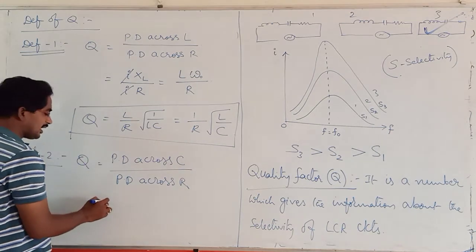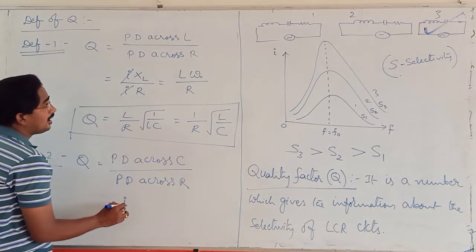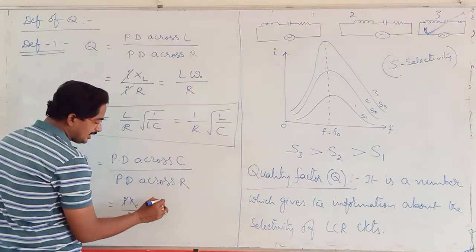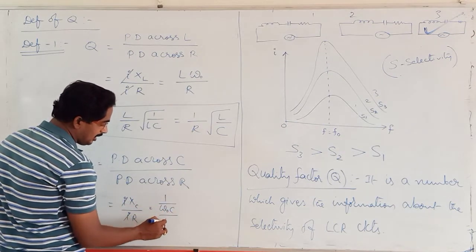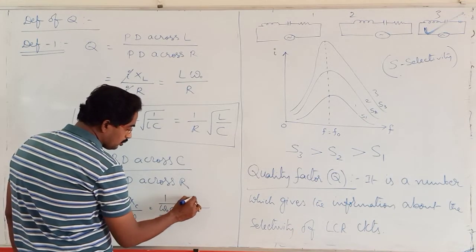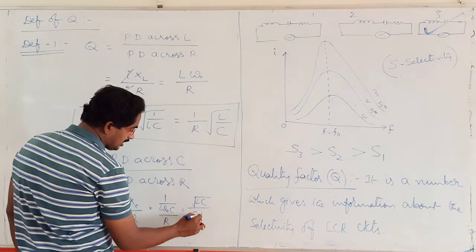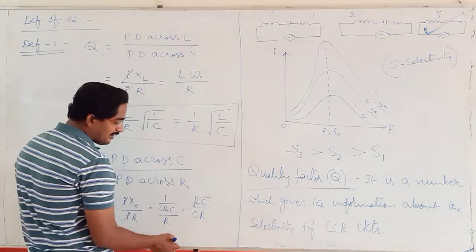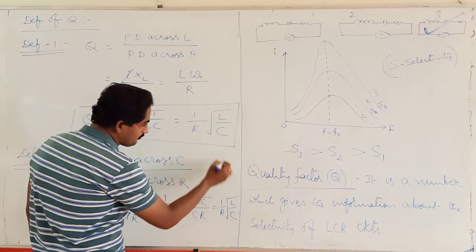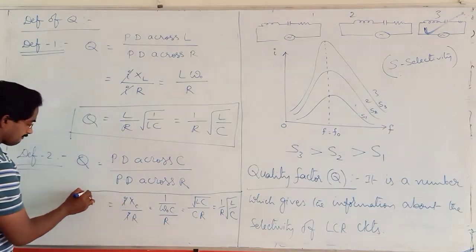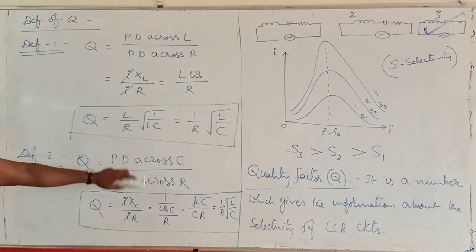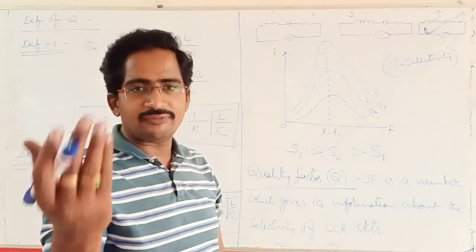What is the potential difference across C? XC multiplied by I, divided by I R. What is XC? 1 by omega naught C, divided by R. 1 by omega naught means 1 by root LC, so we get 1 by root LC divided by CR. If you solve it, what are we getting? 1 by R into root over L by C. Same formula we are getting again. It is the Q formula, one more time, obtained from another definition.